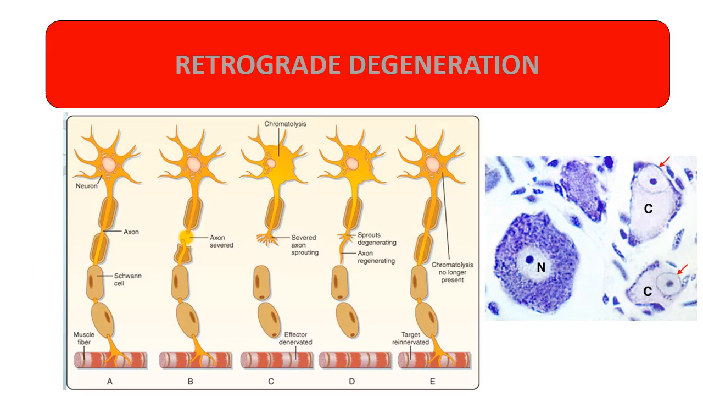Retrograde degeneration, it means affection of what? Affection of the cell body. What occurs in the cell body? There is swelling of the cell, and the nucleus becomes eccentric and pyknotic. There is chromatolysis, which means disappearance of the Nissl granules.